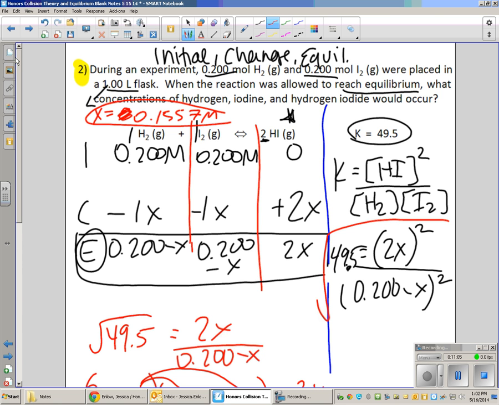X is not the answer though. We have to go back and plug it into our equilibrium values and solve for the concentrations through subtraction. So then I'm going to do 2x. Well, what's that times 2? Got you 0.3114. That's this first answer for the hydrogen iodide. These two, I just have to minus that x value we got. So that was the 0.2 minus the x is going to be 0.0443 molar. And that's for this one as well, because they were the same setup.